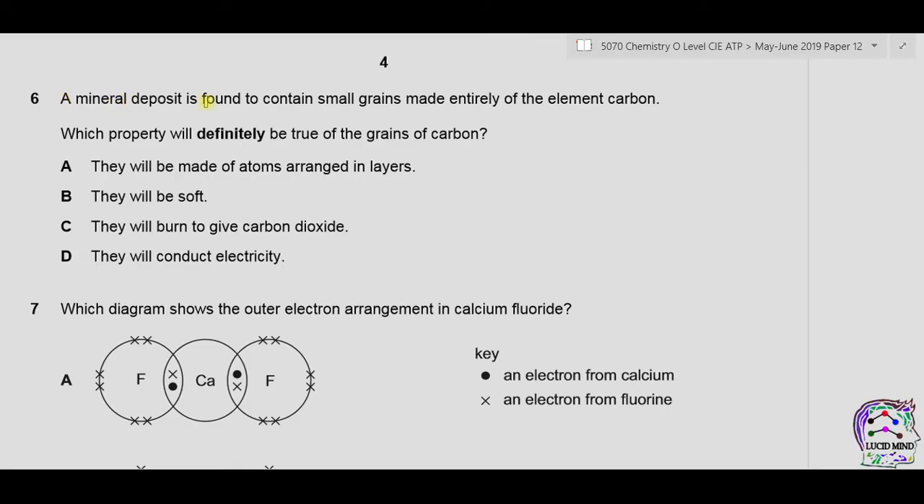Question number 6. A mineral deposit is found to contain small grains made entirely of element carbon. Which property will definitely be true of the grains of carbon? Now we know that carbon consists of 2 allotropes. One is graphite and the second form in which carbon could be present is diamond. A. They will be made of atoms arranged in layers. Now this is true for graphite because in graphite atoms are arranged in the form of layers which can slide over each other. But this is not true for diamond. So therefore A is incorrect.